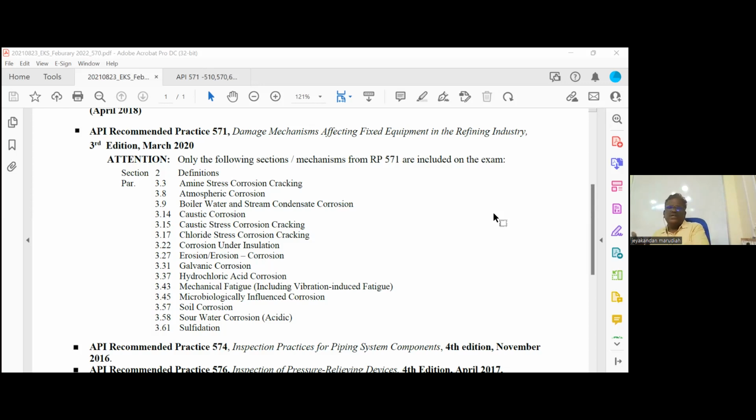First, how to understand the damage mechanism. It is not an easy code actually. It is a little bit tough code. Now, when you go for an in-service inspection, what is your 570 certification? It talks about the in-service inspection of the process piping.